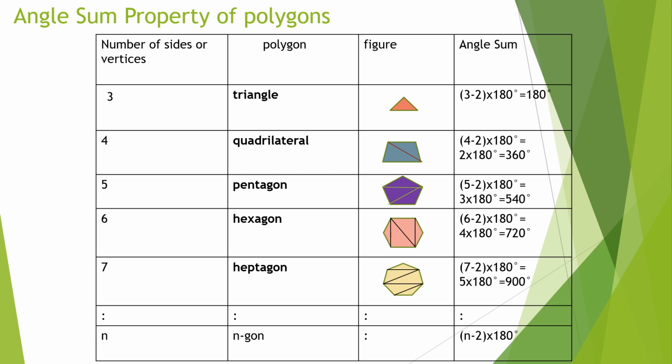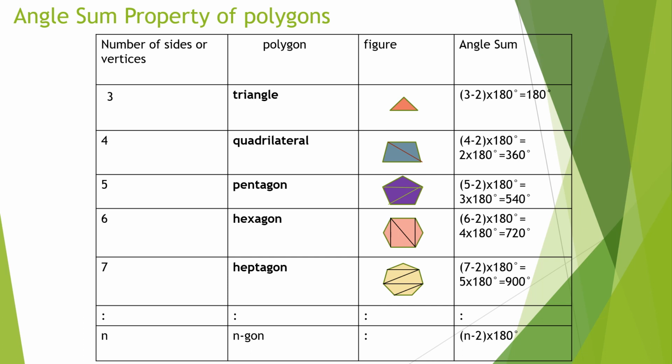Next is angle sum property of polygons. For 3 sides we have a triangle, and the angle sum of a triangle is 180 degrees. In other polygons you have to observe the pattern in order to understand the angle sum. See, in a quadrilateral we can divide the quadrilateral into 2 triangles. So 2 times 180 degrees, that is 360 degrees, will be the angle sum. For a pentagon we have 5 minus 2 which can be written as 3 into 180 degrees, because we have divided the pentagon into 3 triangles. So 3 times 180 degrees we have taken.